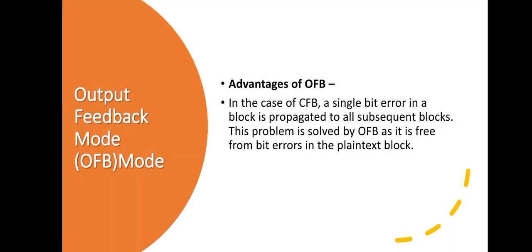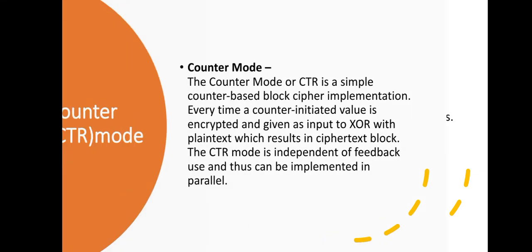In the case of cipher feedback mode, a single bit error in a block is propagated to all subsequent blocks. This problem is solved by output feedback mode, which is free from bit errors in the plain text block. In the cipher feedback mode, if a single bit error occurs in one level, that error will propagate to all subsequent levels, but that problem is resolved by output feedback mode.